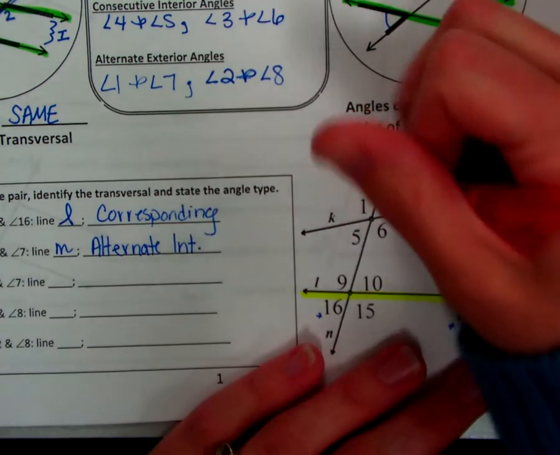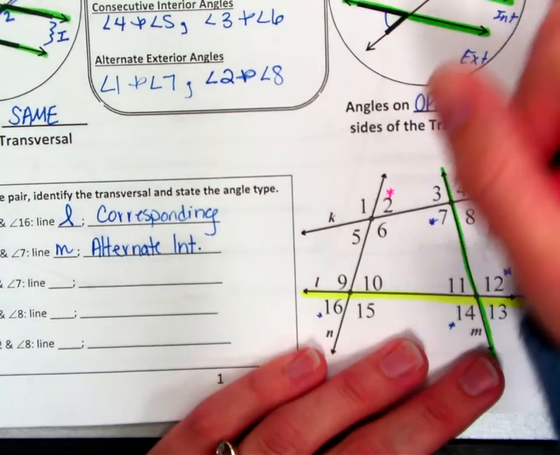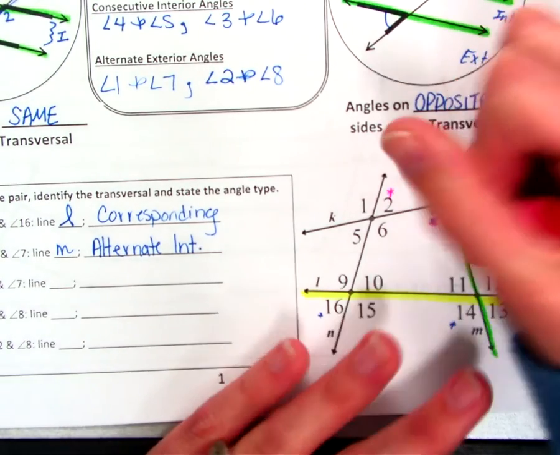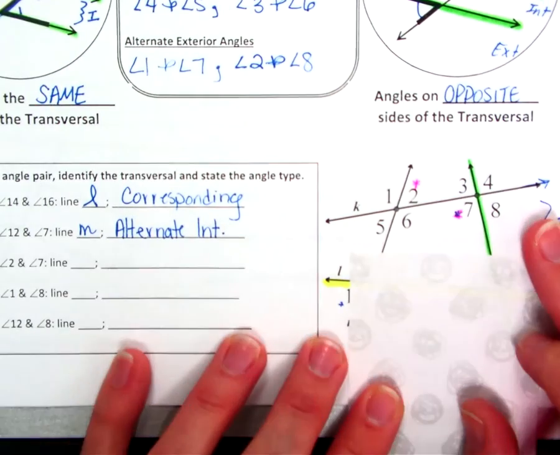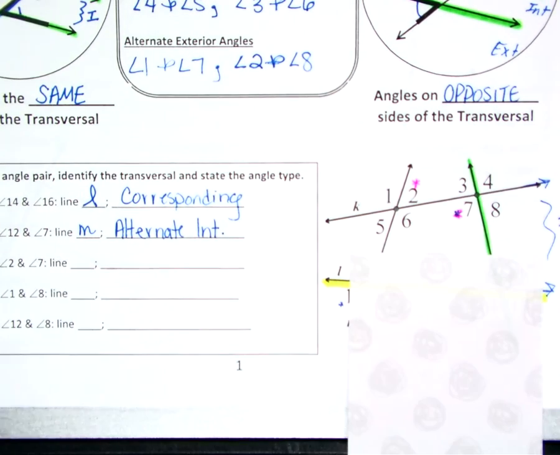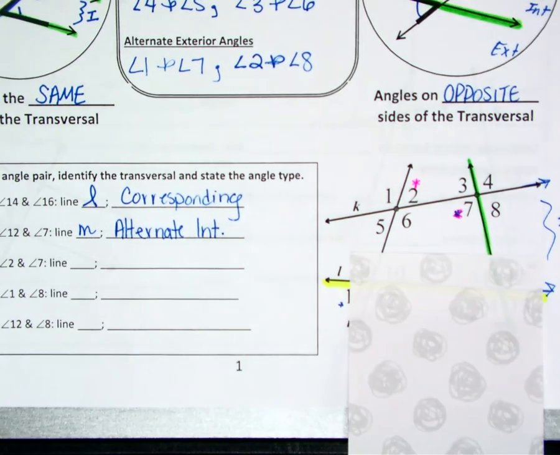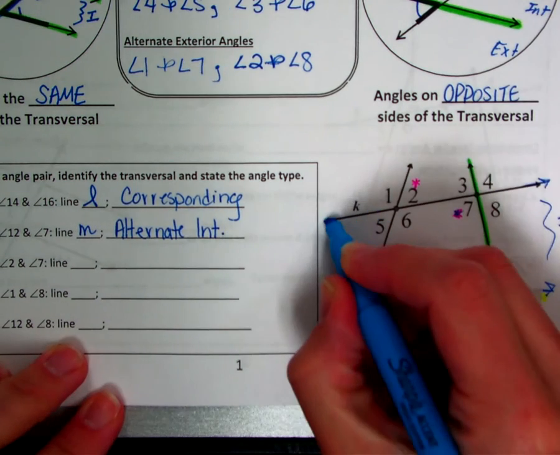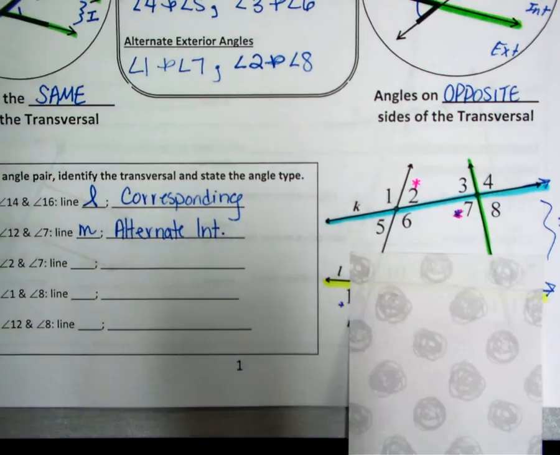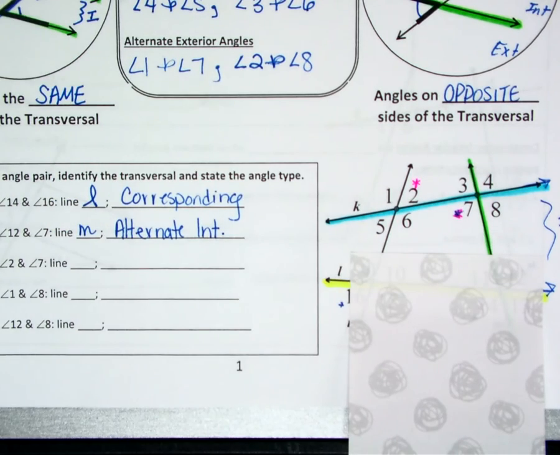Letter C is 7 and 2. So there's 2, there's 7. So none of these angles have anything to do with my problem. The line they have in common is this line here, K. So K is my transversal.